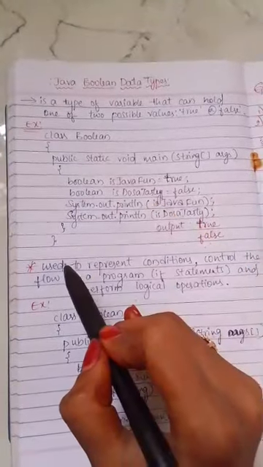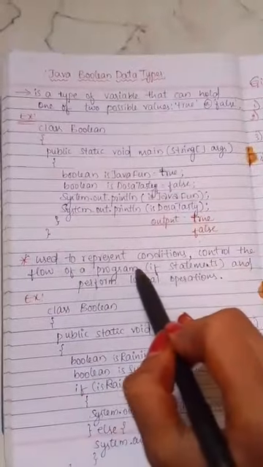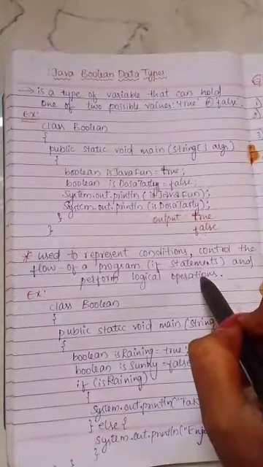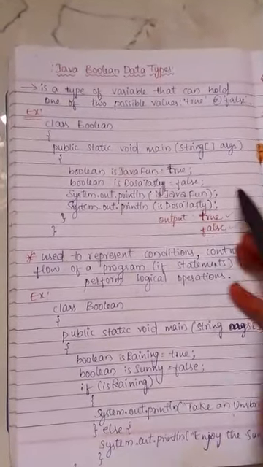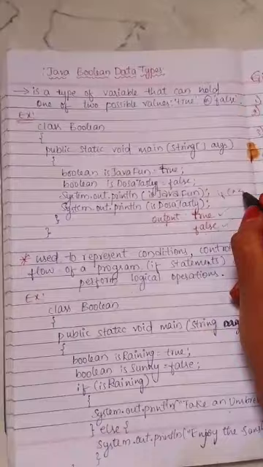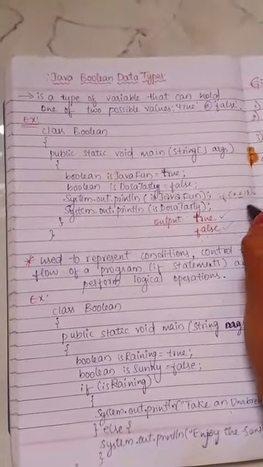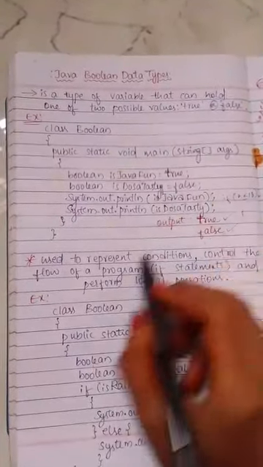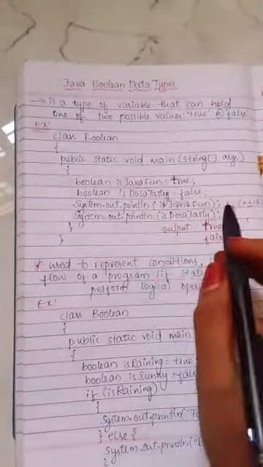Very simple. Then we use it to represent conditions, control the flow of a program, if statements, and perform logical operations. For example, true or false we can use in condition statements also. If the age is less than or equal to 18, yes, then print this statement, or else that, like that. In those statements we use Boolean data, true or false, yes or no kind of things.